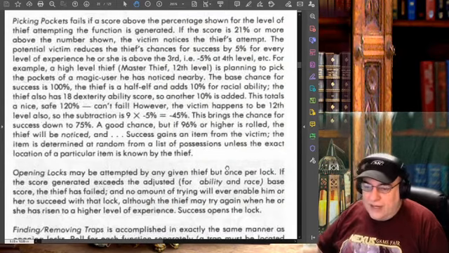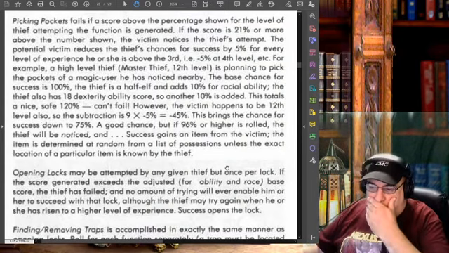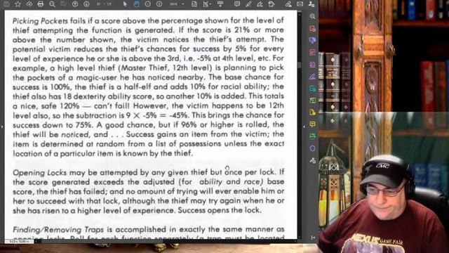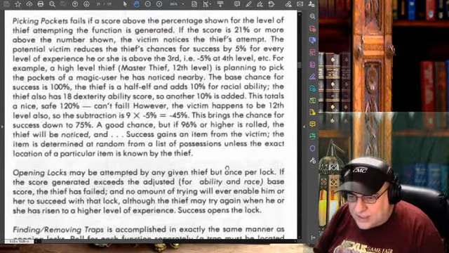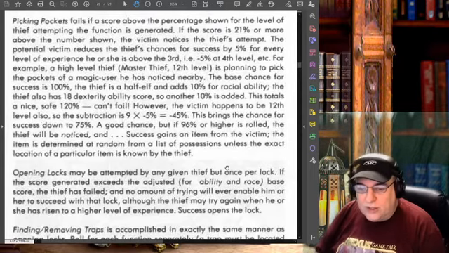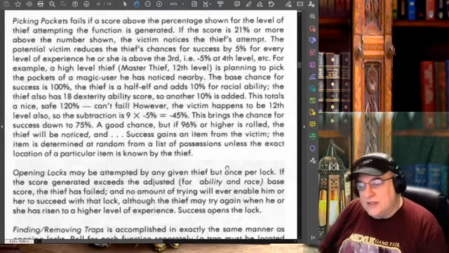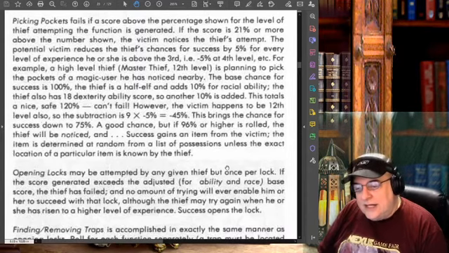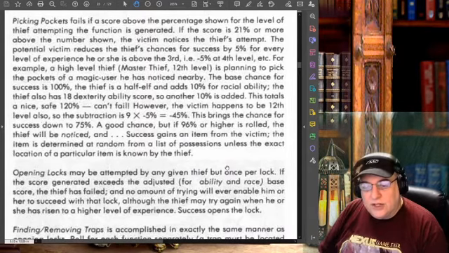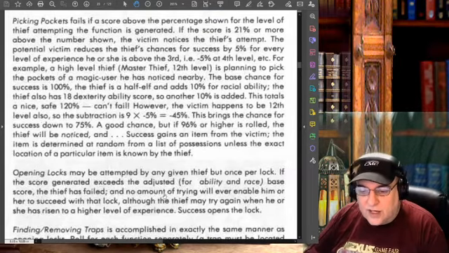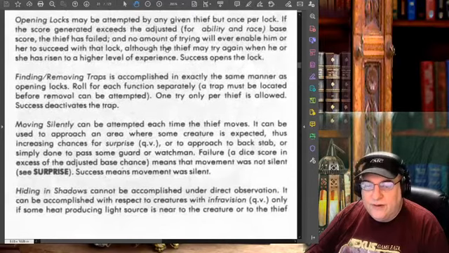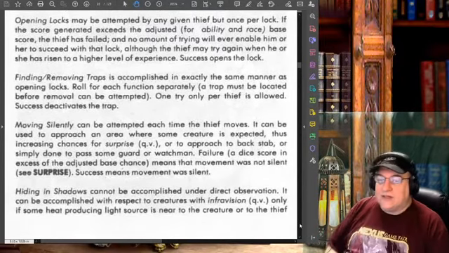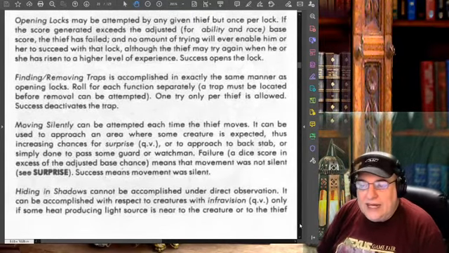But if 96% or higher is rolled, excuse me, I had to clear my throat, the thief will be noticed. Success gains an item from the victim. The item is determined at random from a list of possessions unless the exact location of a particular item is known by the thief. Opening locks may be attempted by any given thief, but once per lock.